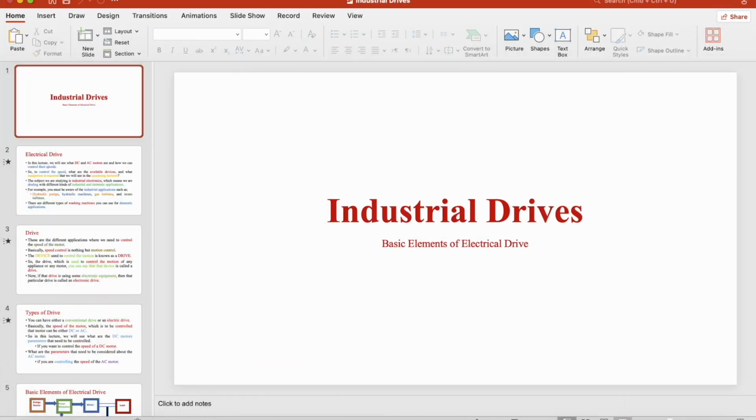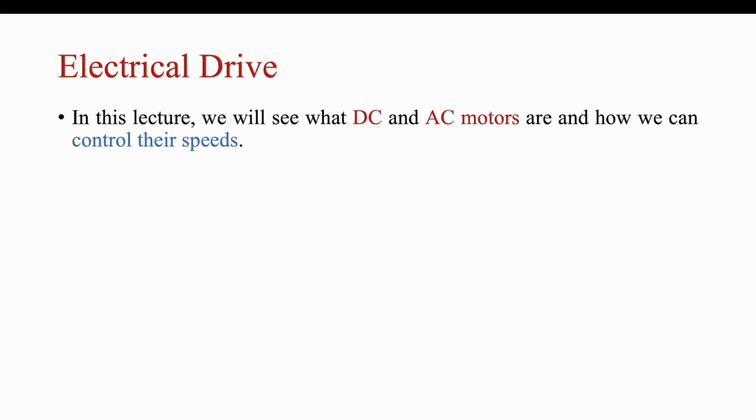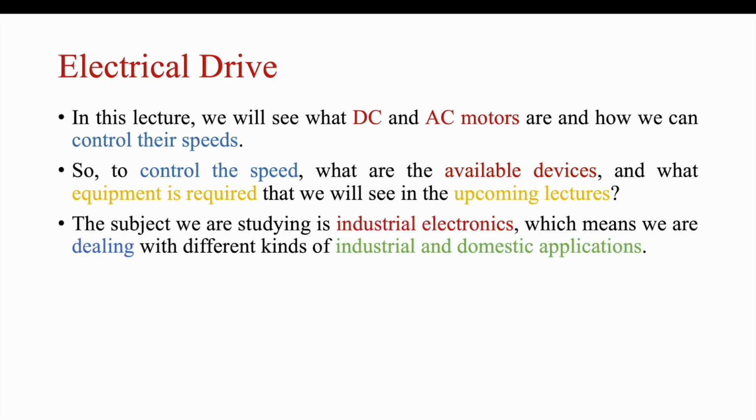आज के इस लेक्चर में हम बताएंगे आपको अबाउट दी इंडस्ट्रियल इलेक्ट्रॉनिक्स कि इंडस्ट्रियल इलेक्ट्रॉनिक्स के बेसिक एलिमेंट्स क्या हैं और इलेक्ट्रिकल ड्राइव से क्या मकसद है. So the electrical drive. In this lecture we will see what DC and AC motors are and how we can control their speeds. So to control the speed, what are the available devices and what equipment is required, that we will see in the upcoming lectures.